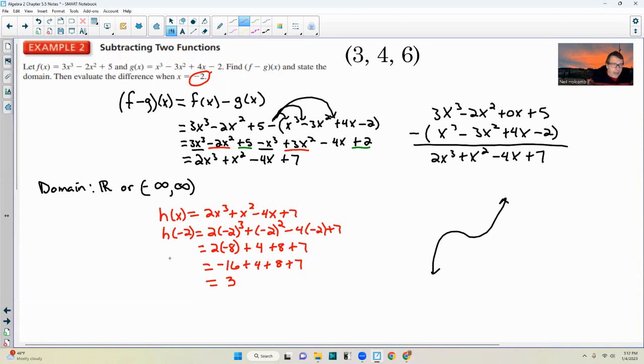Okay, so h of x, which is actually f minus g. I just called it h of x here. F minus g of x. I'm sorry. F minus g of negative 2 is 3. Okay, so that's how you subtract them. So after doing example 1, which was addition, and example 2, which is subtraction, you should now be able to do 3, 4, and 6 on your assignment.